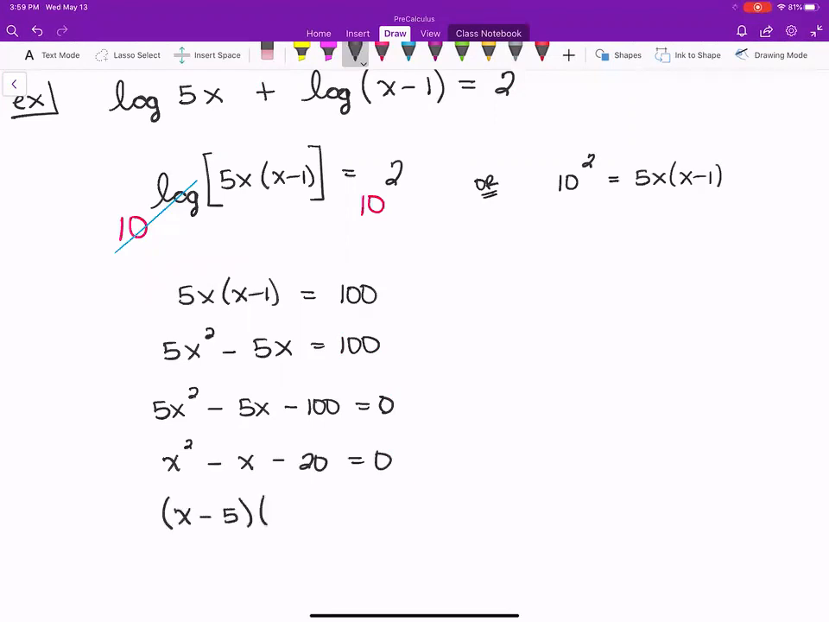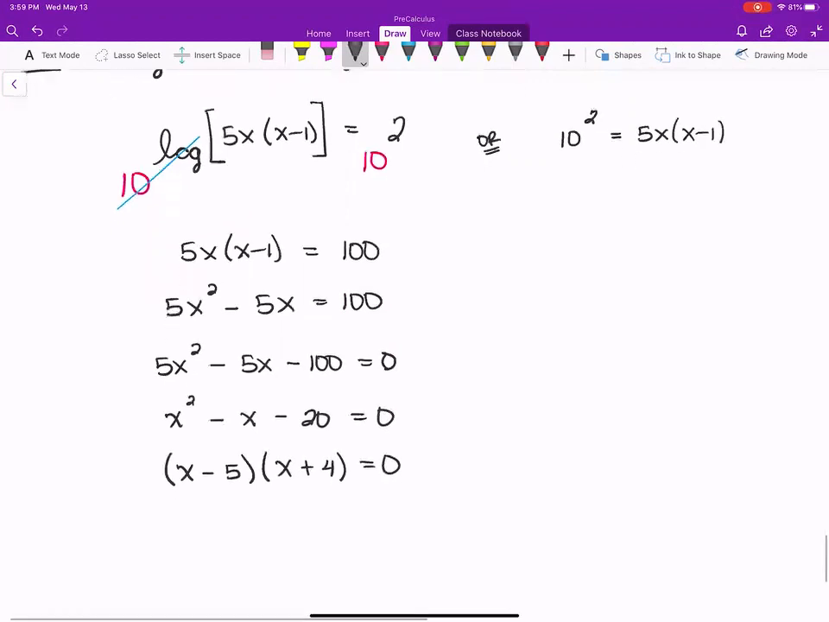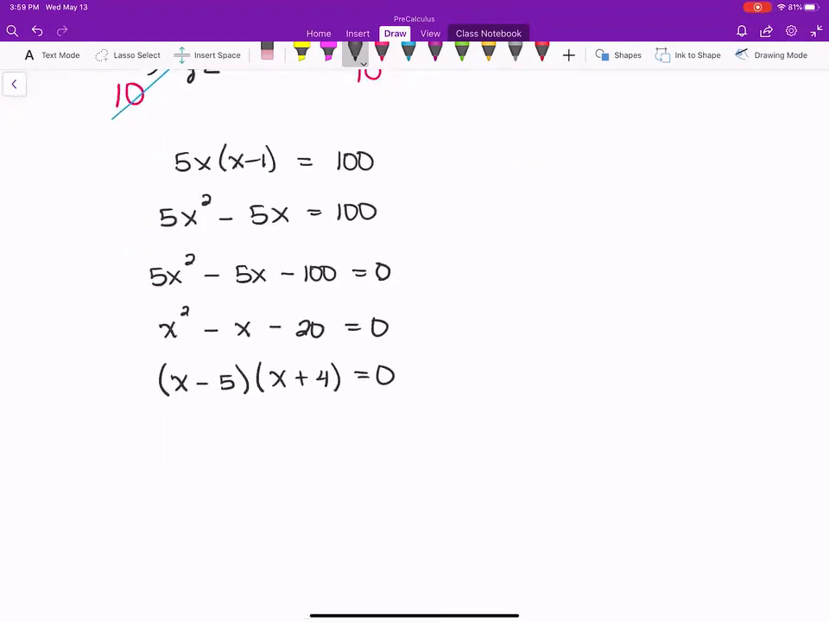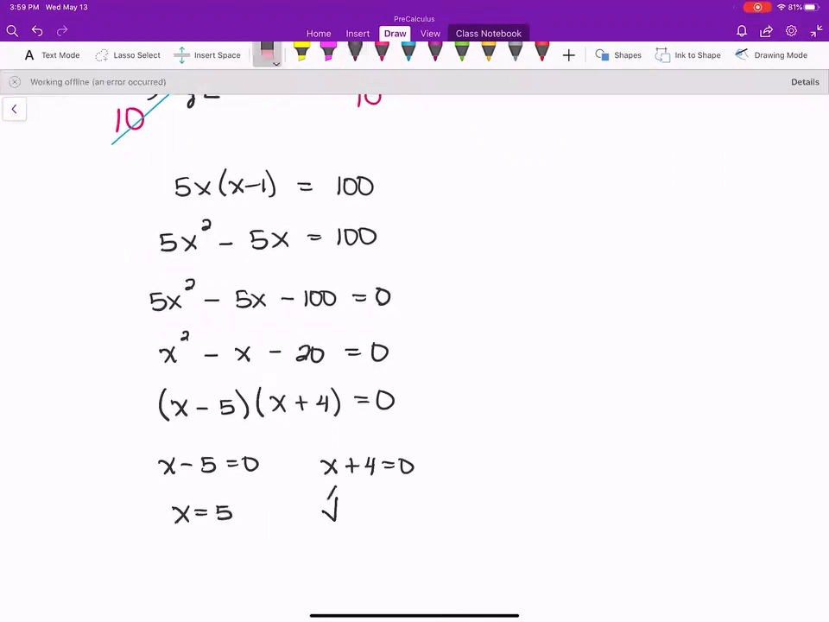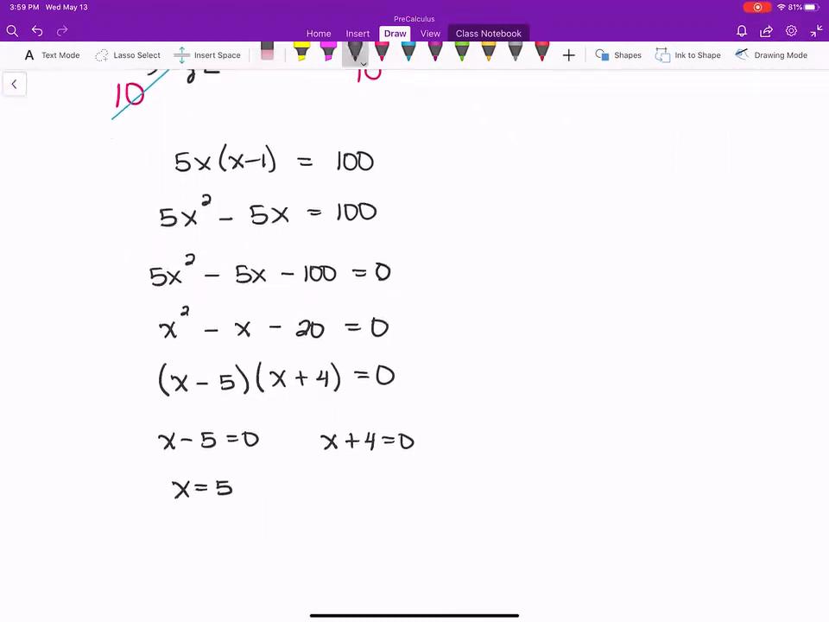So x minus 5, x plus 4. And then set each of the factors equal to 0. So either x minus 5 equals 0 or x plus 4 equals 0. So I get x equals 5, and I get x equals negative 4.